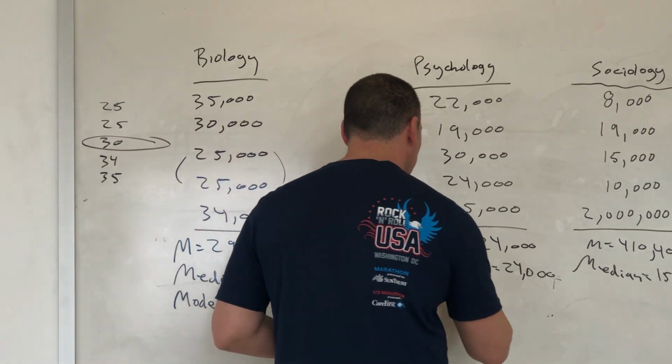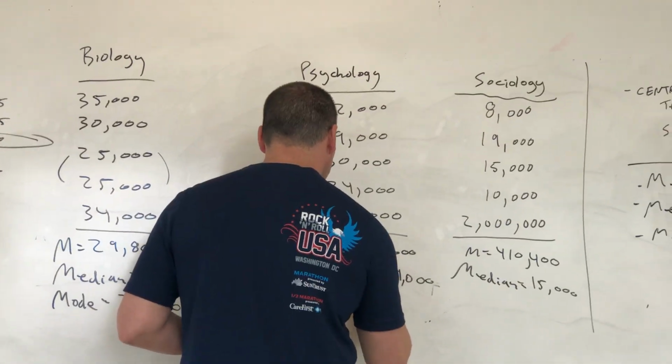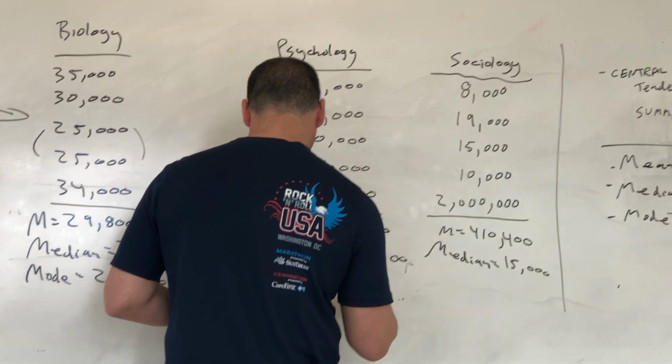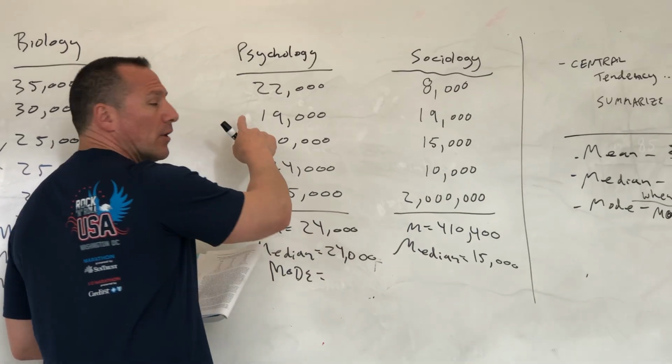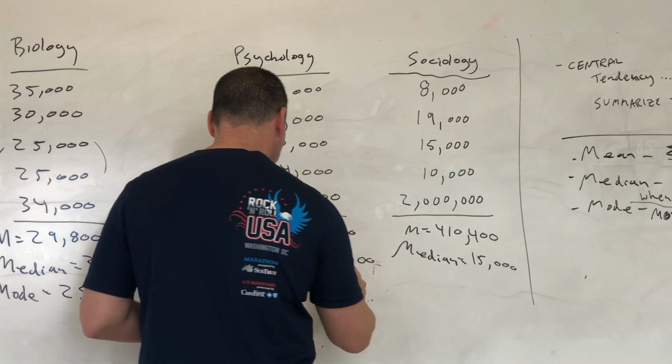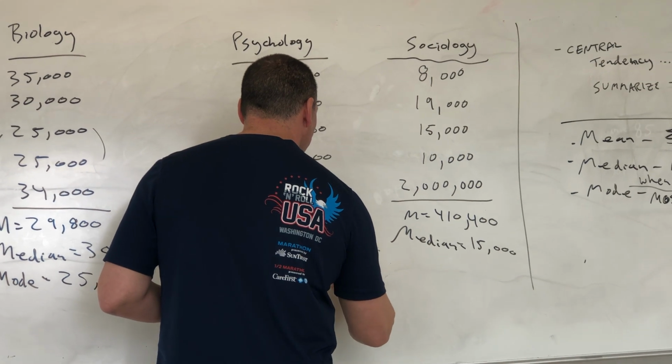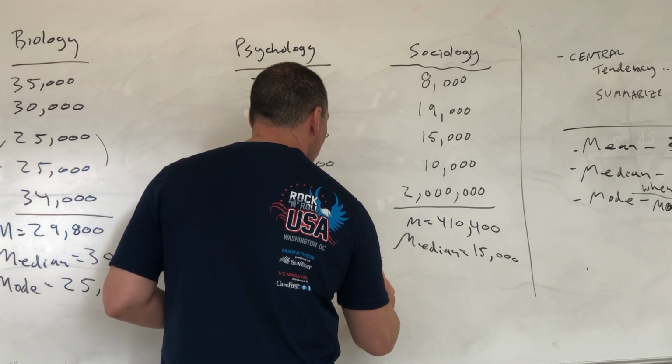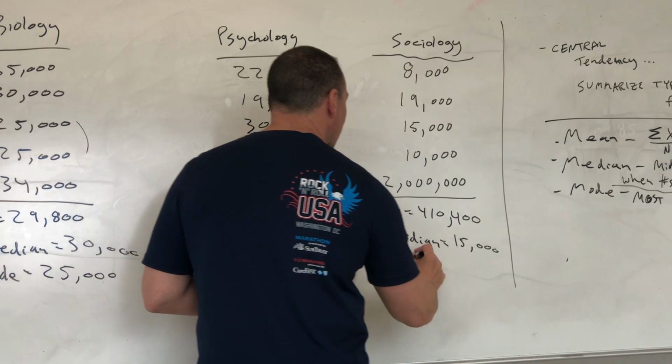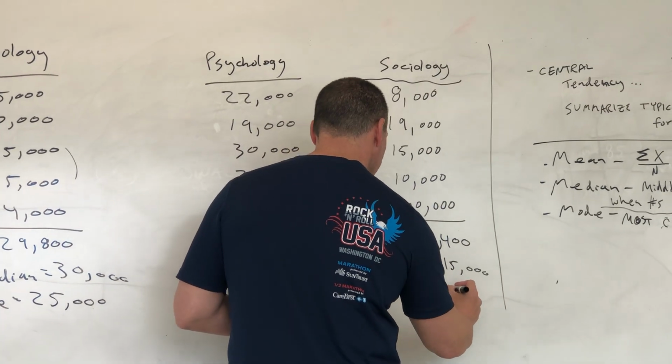For psychology, there's no score that's more common than any other score, so there's no mode, and that's fine. If you get that on an exam, you can just write no mode. And that same thing is true for sociology, there's no mode.